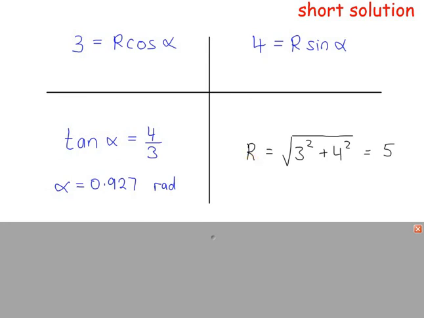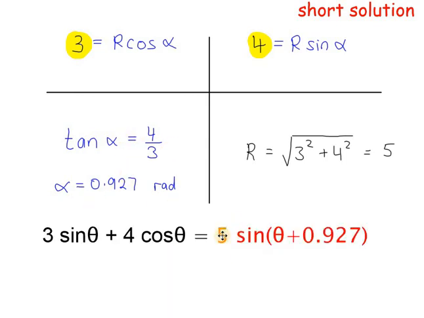Now the short solution. r is just Pythagoras' theorem based on these two values. There we go. That's all you do. And sine over cos, so 4 over 3 is tan alpha. And you solve this and you've got your angle, and then just substitute the values in for your final answer.